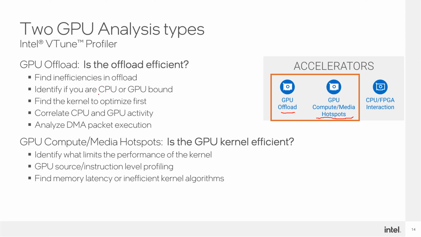With the GPU offload, it's more the interplay of the CPU and the GPU. And probably it's more obvious when you use the offload advisor, which comes in the next presentation. But we will focus here on the GPU compute media hotspots. And that shows if the kernel is efficient and shows all kinds of bandwidth that you have in your system.